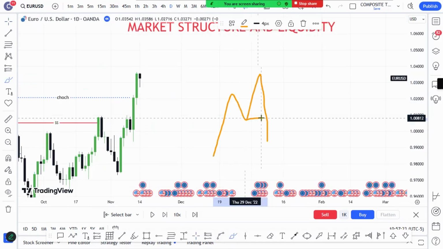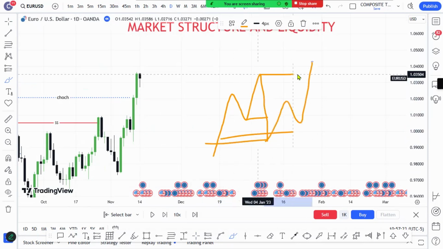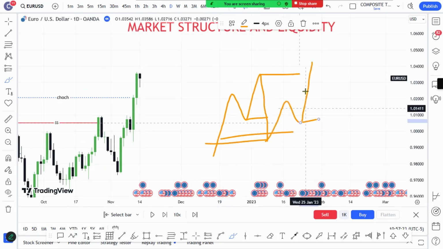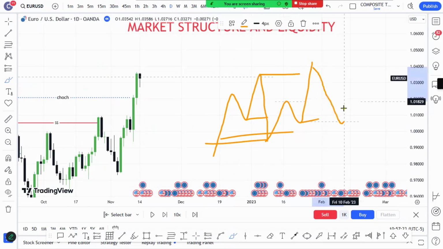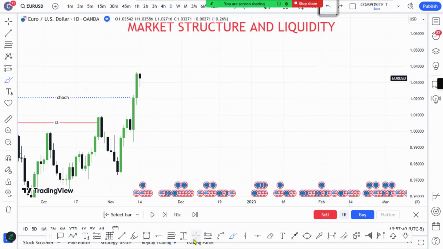Calm down, collect all the money, mitigate anything below there, break the structure. This is the inducement. Then calm down, take out the inducement and break the structure to the upside. Those are the things that you should be expecting the moment you get a change of character.